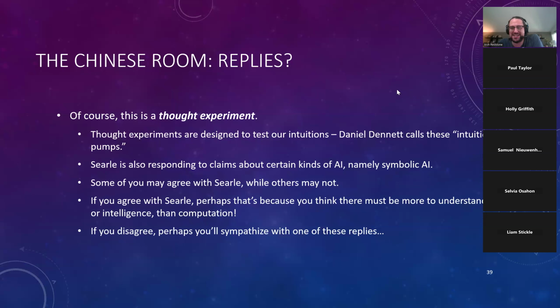All ChatGPT does is take your prompt and output a response based on how it's been trained and given what you've asked it to do, the statistically most likely word to come next. Doesn't know what it's doing. Yeah. So Samuel agrees with Searle. That's fair.